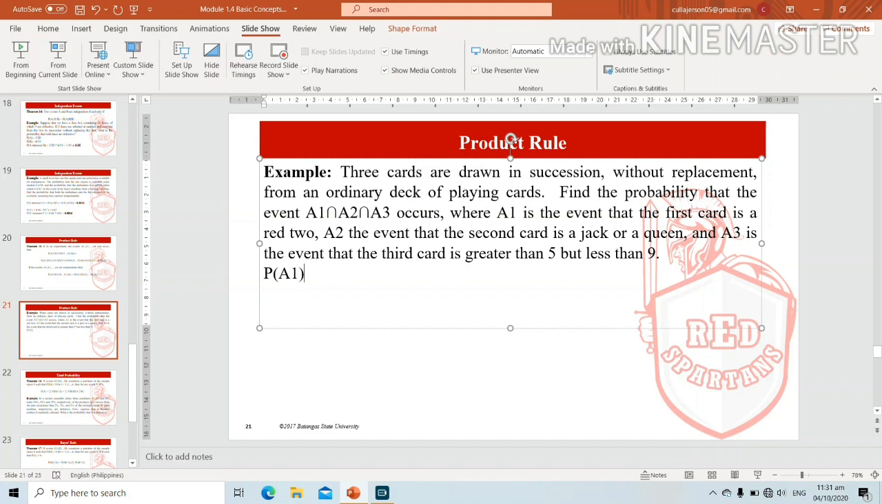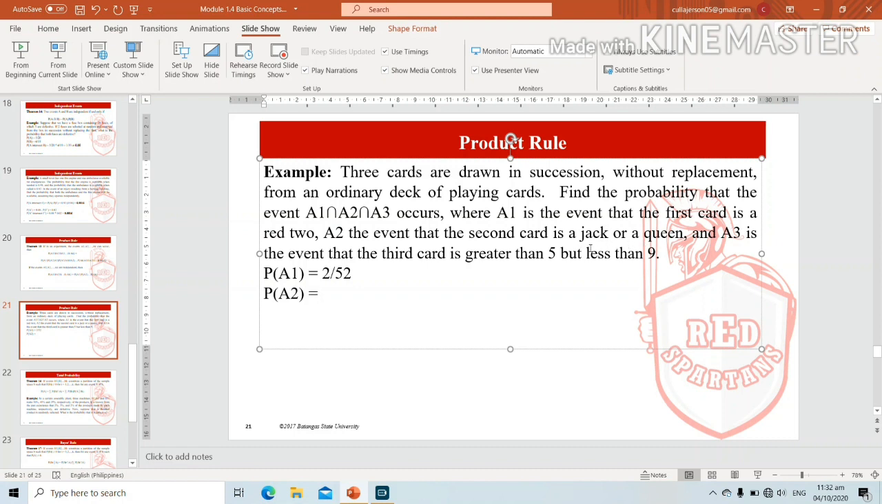Sabi, yung event A1 natin ay first red 2. So, ilan ba yung red 2 natin dun sa ating deck of card na 52 cards? So, meron tayong heart at saka diamond. So, ibig sabihin 2 over 52. So, sabi dito without replacement. So, kapag without replacement, kung nabunot mo na yung isang red 2, ibig sabihin yung A sub 2 natin, probability ng A sub 2. So, sabi dito, event that the second card is a jack or a queen.